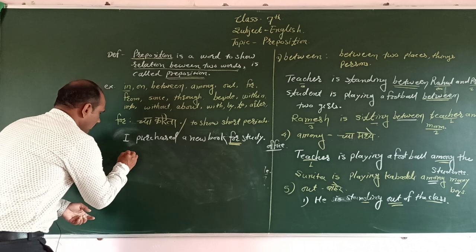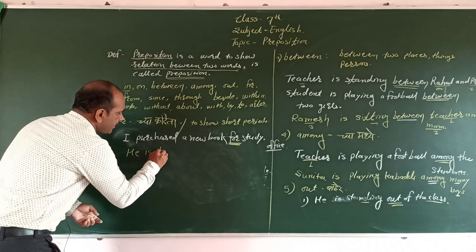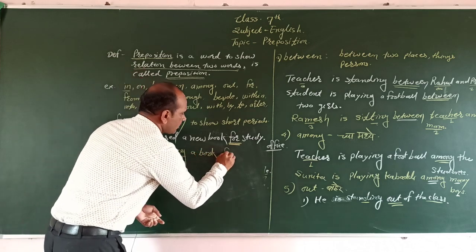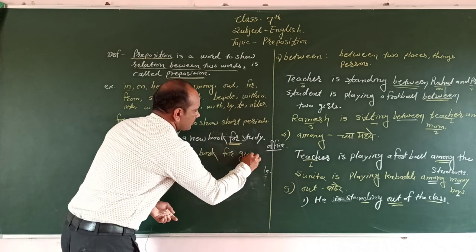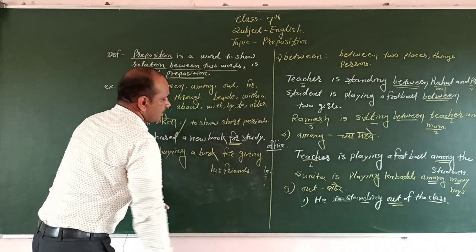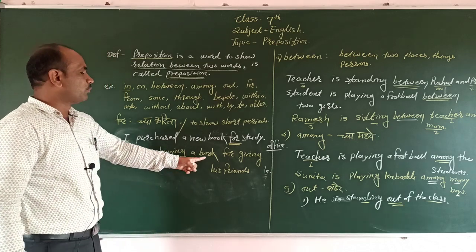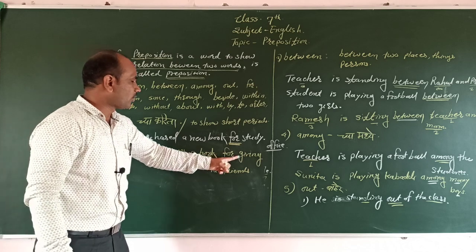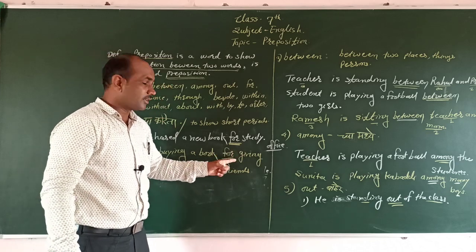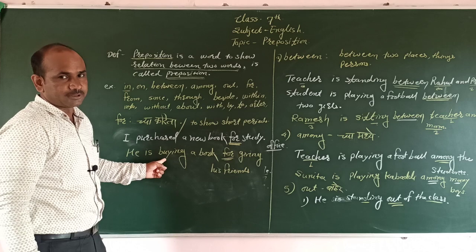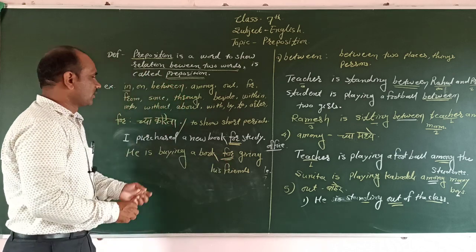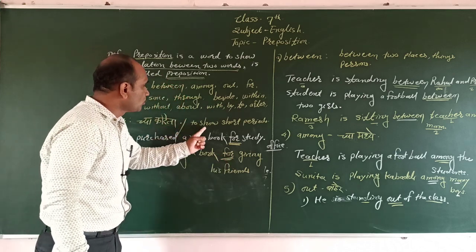Second, he is buying a book for giving his friends. This is one example I have given there. Here, for giving his friends, म्हणजे त्यांच्या मित्राला पुस्तक देण्यासाठी त्यांनी एक पुस्तक विकत घेतलेलं आहे. Its meaning is that he is buying a book for giving his friends. For is a preposition. Sometimes we are using this preposition to show short periods.